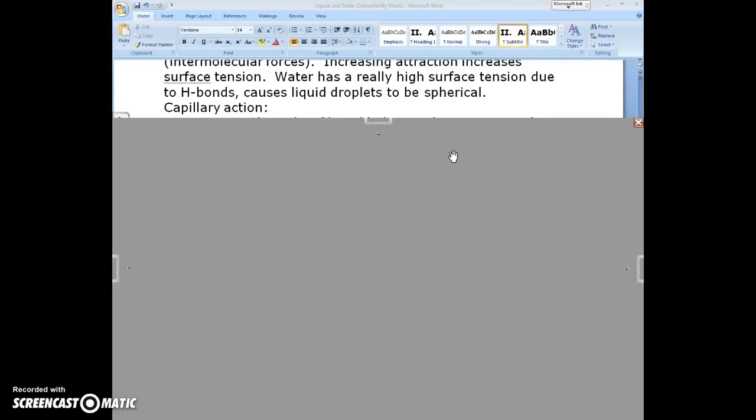You may also have seen this if you spilled some water accidentally and went to clean it up. You just put the corner of the paper towel in there and waited a few seconds, and the water would actually crawl up the paper towel.